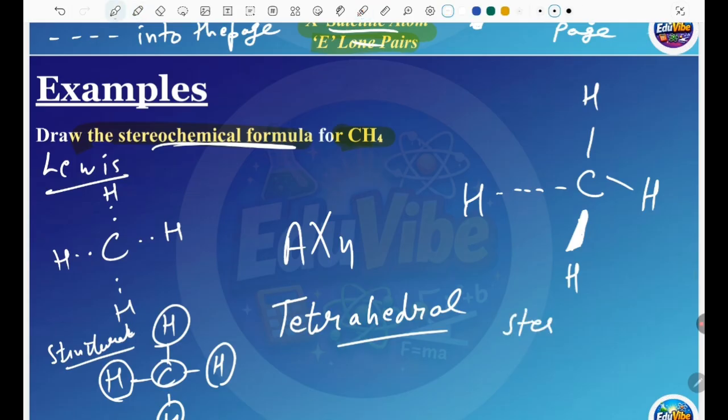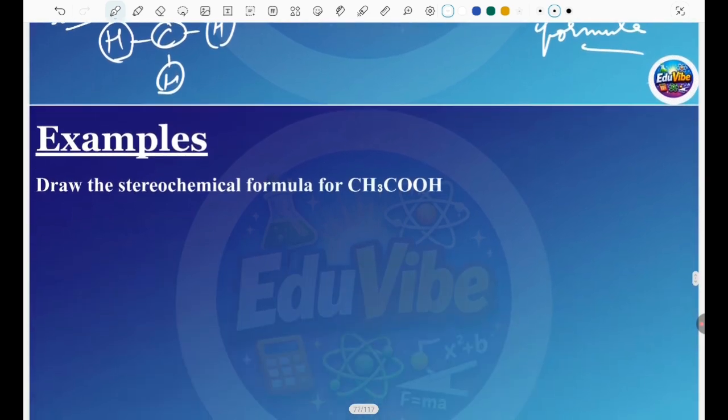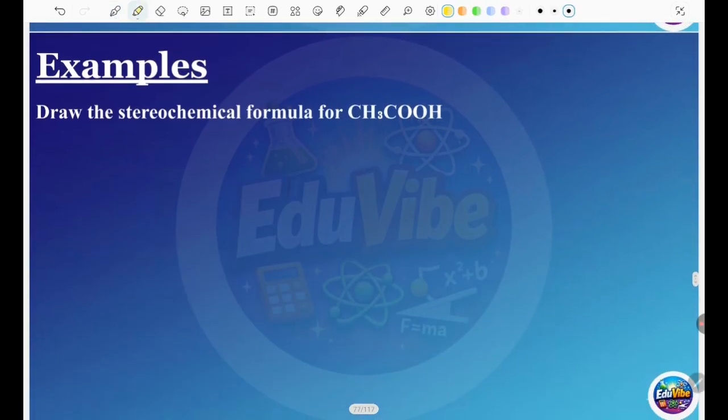So this is called the stereochemical formula. How you can make that anything. So let's do one more, and we have to make now the stereochemical formula for CH3COOH.